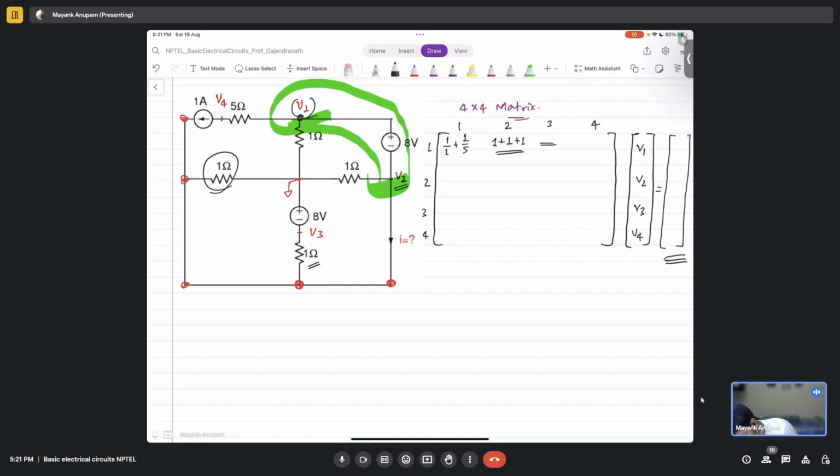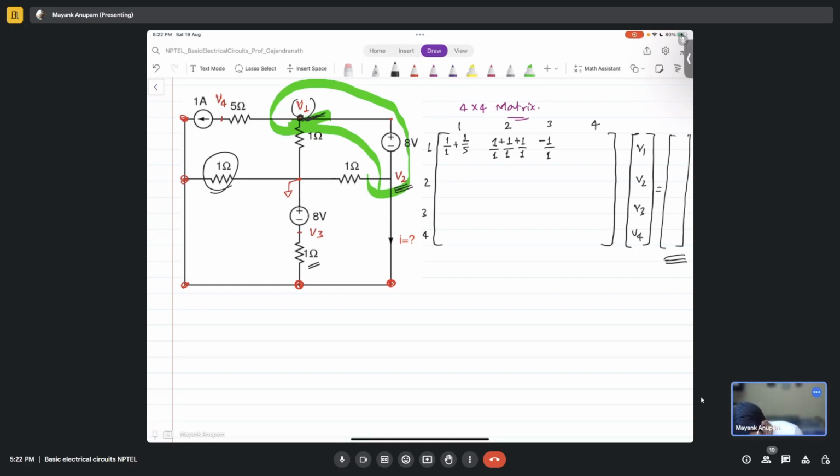So between V1 and V3, do we have any connection? We do not have, right? Okay, sir. But between V2 and V3 we have, right? Yes. Between this V2 node and V3 we have a connection which is of 1 ohm. We have to write minus 1. So let's not confuse. Minus 1, right? We have nothing else in between V1 and V3.